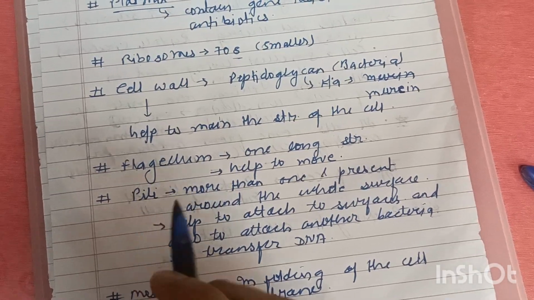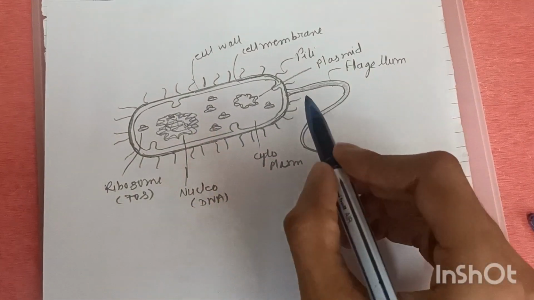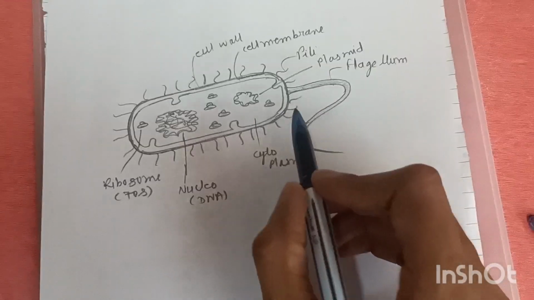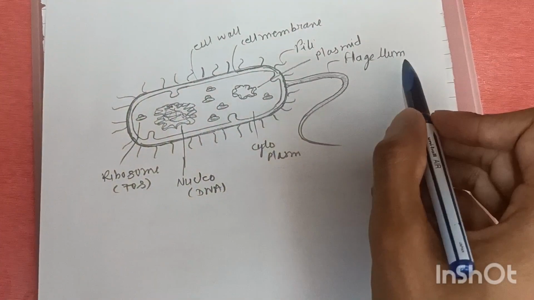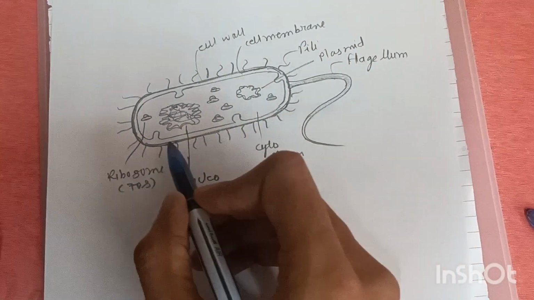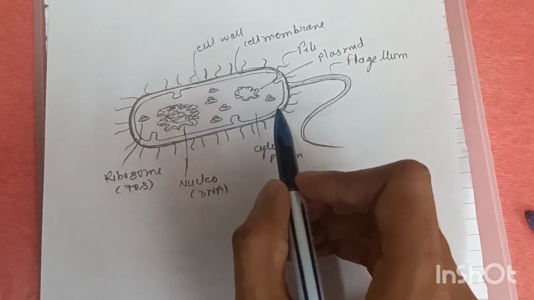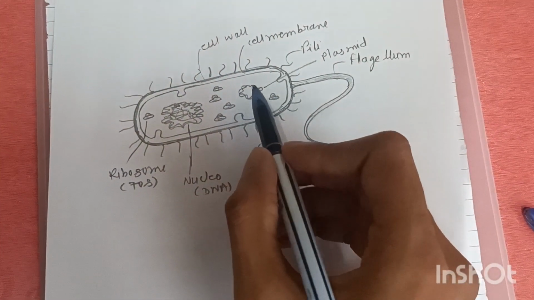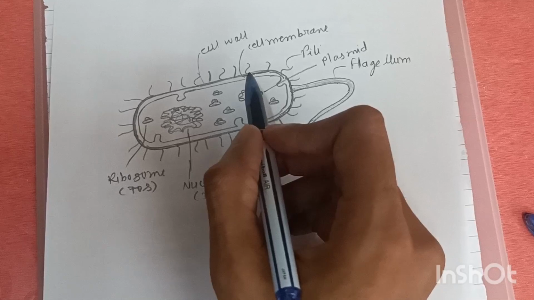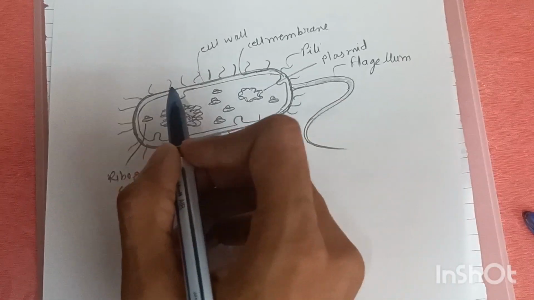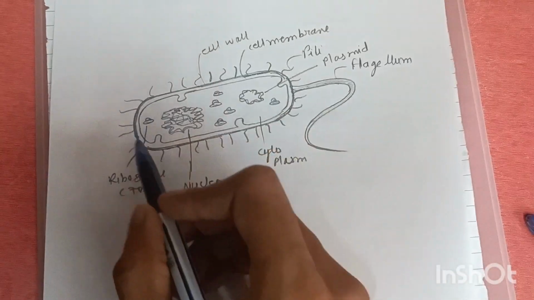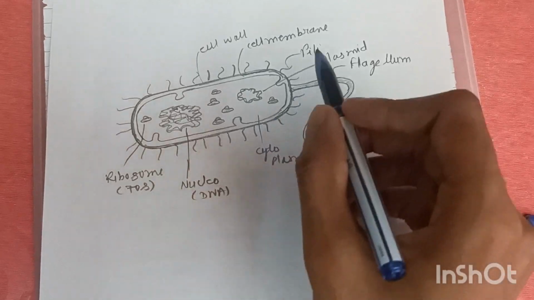flagellum and pili. Don't confuse these two things. Here you can see this one large long structure from the surface is known as flagellum, and if you look at pili, then you can see that they are not that long, just small hair-like structures present on the whole surface of bacteria or prokaryote, that is known as pili.